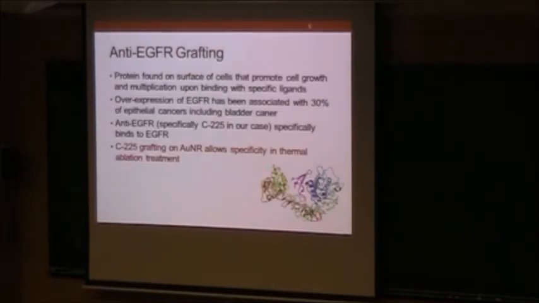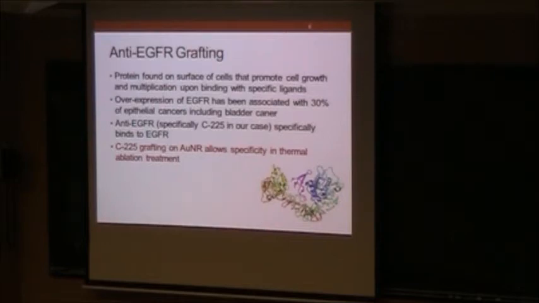really positive result. So what we're trying to do is functionalize these gold nanorods, which means that we want these gold nanorods to only stick to the cancer cells. And we do this by grafting anti-EGFR. EGFR stands for Epidermal Growth Factor Receptor. And so it's a type of protein found on the surface of all cells. And it promotes cell growth and multiplication when it binds with specific ligands.